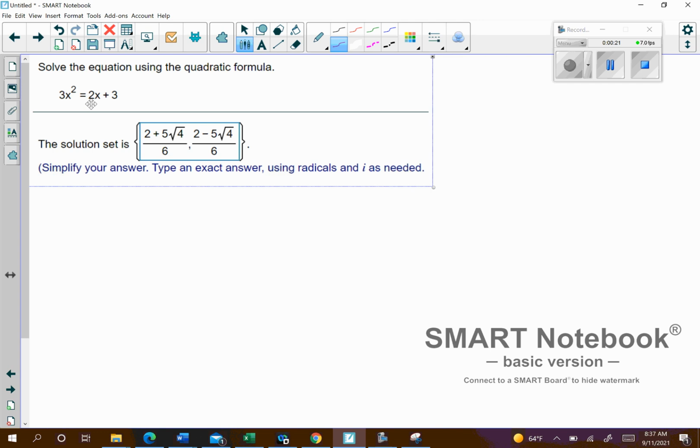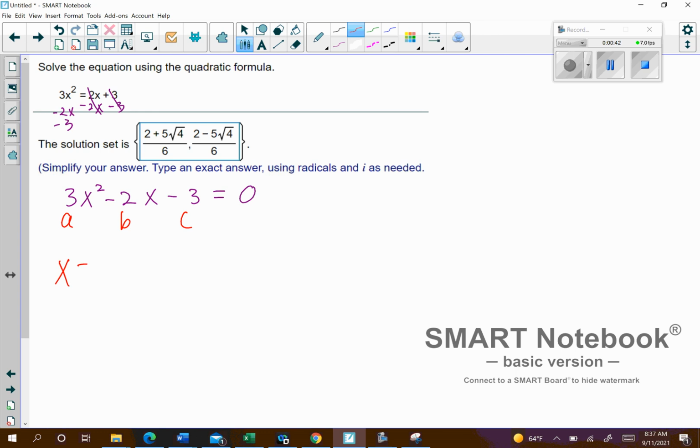Okay, so first things first, we're going to set this equal to 0. So I'm going to subtract 2x and 3 from both sides. That'll leave me with 3x squared minus 2x minus 3 equals 0. Then this is going to be my A, my B, and my C right here. So x equals negative B, so negative negative 2, plus or minus the square root of B squared, so that'd be negative 2 squared, minus 4 times my A times my C, all divided by 2 times my A.